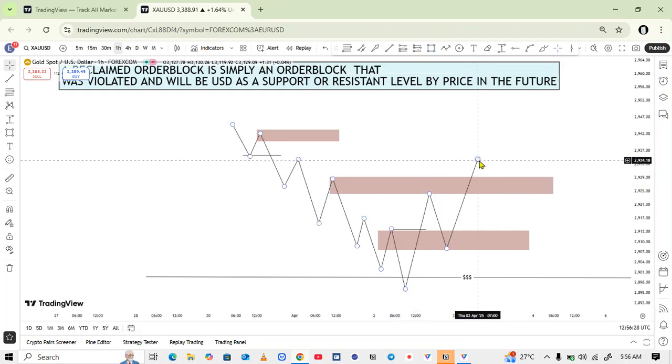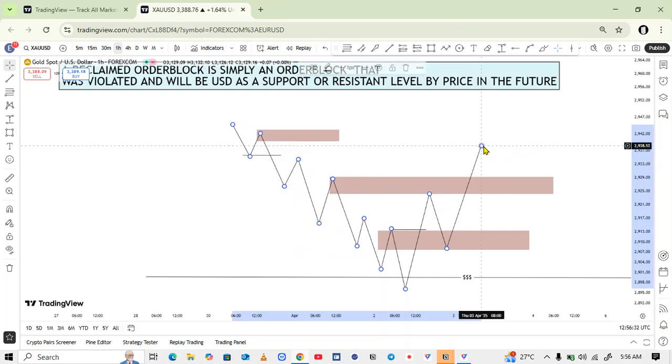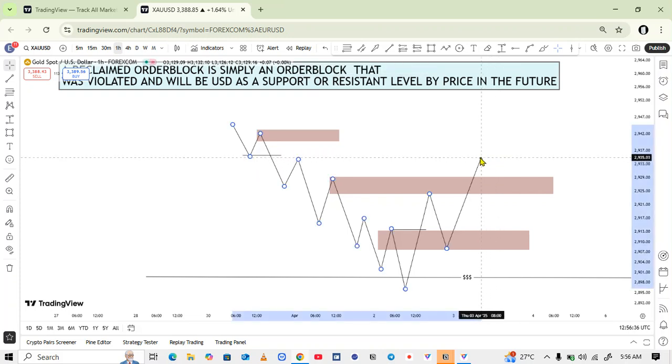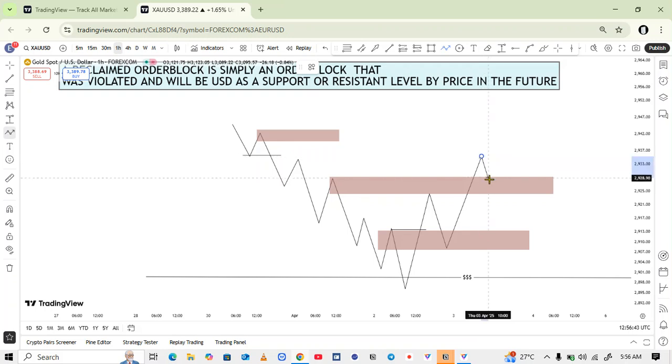What will happen? Price is going to push up, and then retest into that order block, making it a reclaimed order block. Look at it. Price is going to come back and retest into that order block, and when it violates it and comes back into the order block, it is called a reclaimed order block.